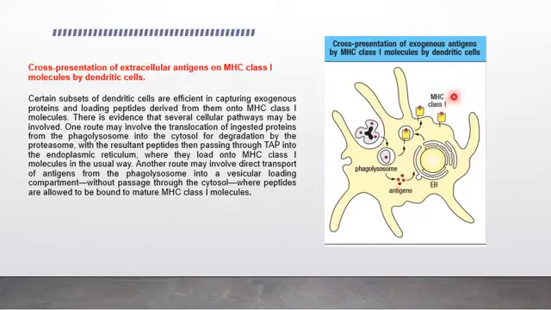I'm not talking about when the pathogens or the fragment peptides are expressed on the dendritic cells or the antigen presenting cells. So certain subsets of the dendritic cells are efficient in capturing exogenous protein and loading peptides derived from them onto MHC class 2. So basically the first line of defense of the immune system is the dendritic cells. The dendritic cells are a part of the leukocytes, and I mentioned that before.